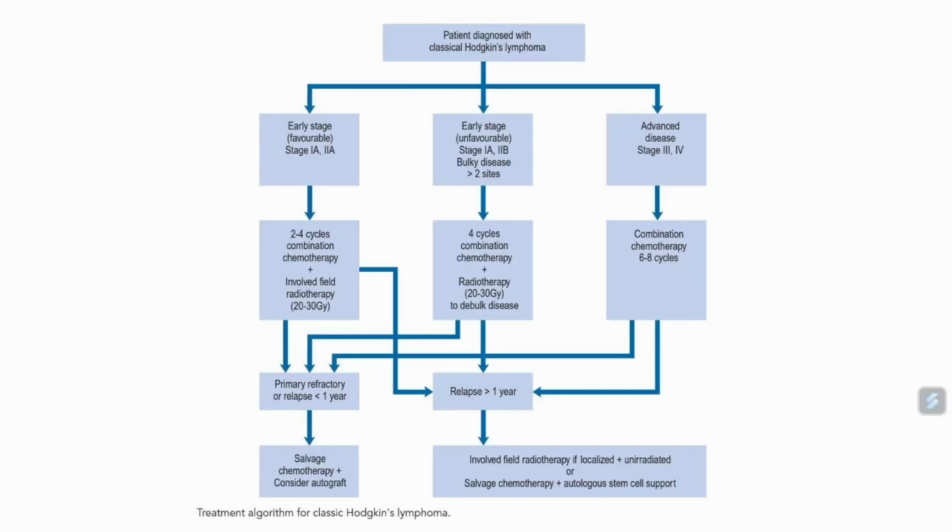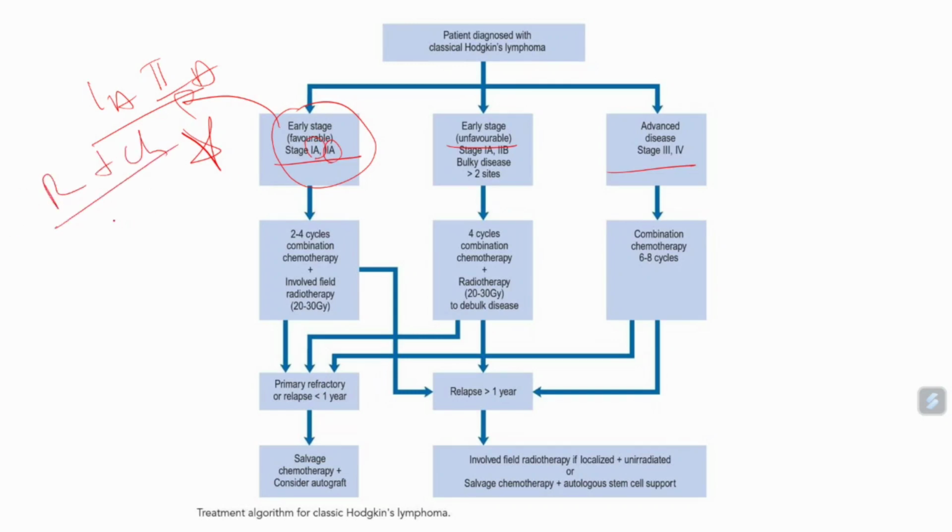Okay, now before this flowchart comes back, before understanding this flowchart, we will first understand what is early stage favorable stage, what is early stage unfavorable stage, and what is advanced stage. This one we have already discussed. Early stage favorable stage is the condition where the patient has only 1A or 2A. Patients with 1A and 2A are considered early stage favorable stage. Here we have radiation therapy plus chemotherapy, the ABVD regimen. We'll discuss the Hodgkin's lymphoma flowchart later.